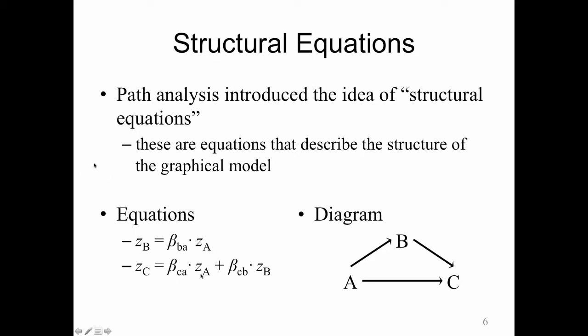So in the actual equation representing this, we have a coefficient times the variable for A equals the variable for B. I just realized this looks like a minus sign. That's actually not a minus sign there. Bad notation on my part. And then the coefficient for A times the variable for A plus the coefficient of B times the variable for B will predict C. So these are the equations that describe the structure of the model. That's where the term structural equation comes from.